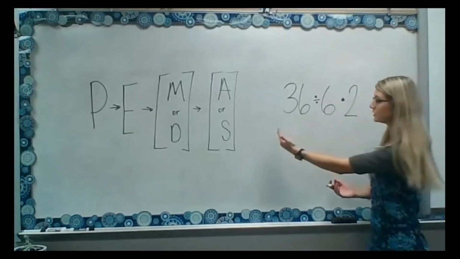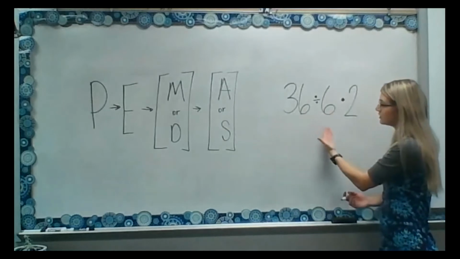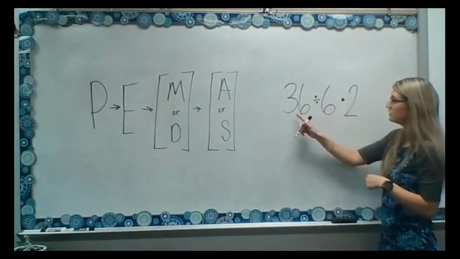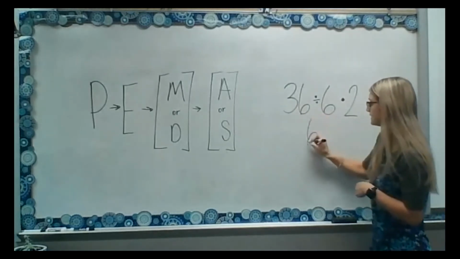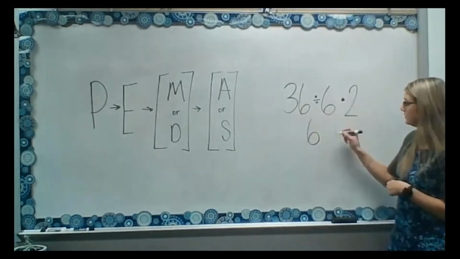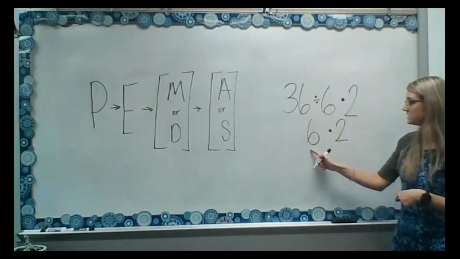We always work from left to right, okay? So that means we're going to start with a division problem. So what's 36 divided by 6? 6. And then we bring down the times 2 because that's what's left, right? And then what's 6 times 2?